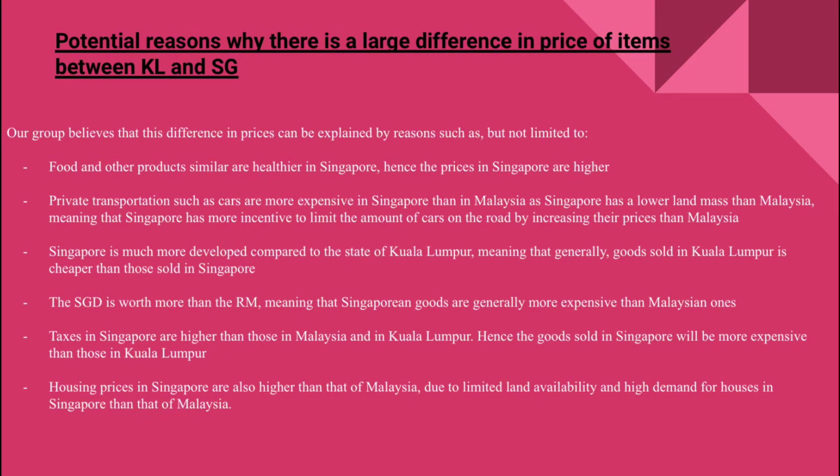Fifthly, taxes in Singapore are higher than those in Malaysia and Kuala Lumpur. Hence, the goods sold in Singapore will be more expensive than those in Kuala Lumpur. Lastly, housing prices in Singapore are also higher than that of Malaysia due to limited land availability and high demand for houses in Singapore than that of Malaysia.